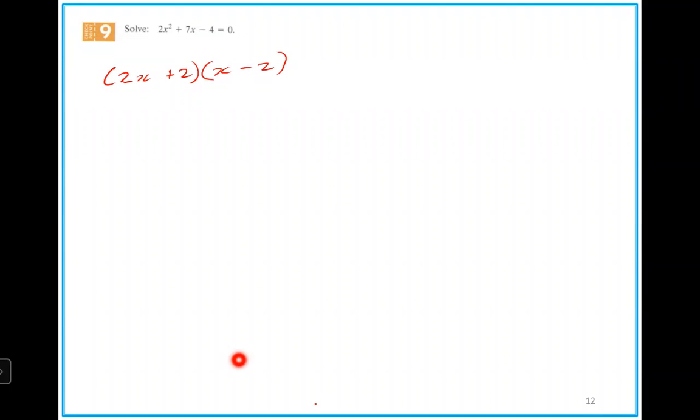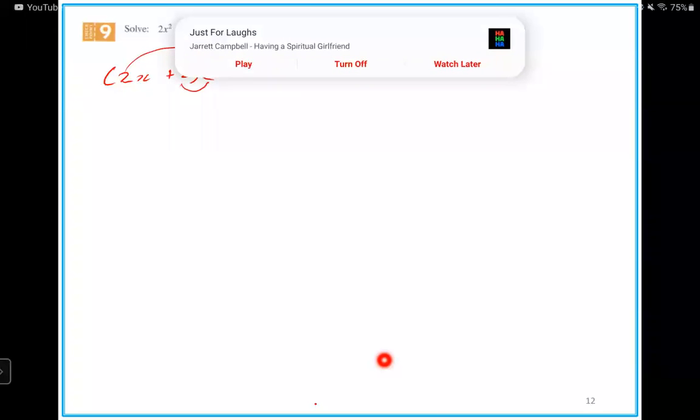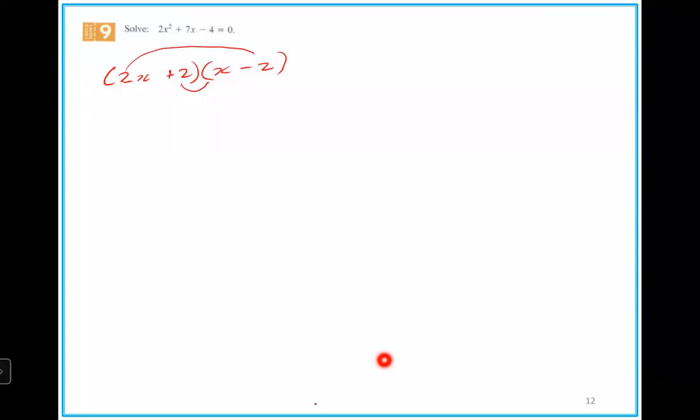Hold on now. You're not going to get 7x there in the middle. You remember you have to get that 7x. Let me see, if you do 2x squared, 2x times x will give you the 2x squared, and 2 times that will give you the minus 4. But when you do this times that, you get 2x, and this times that gives you 2 twos, 4. So no, that's not going to give us the 7x in the middle. So you need a different combination.